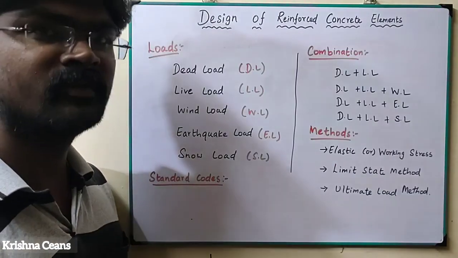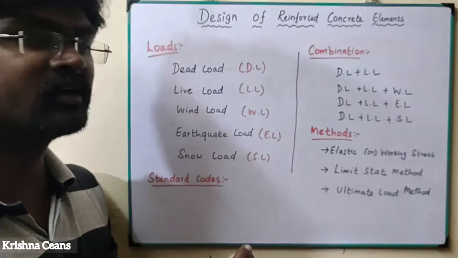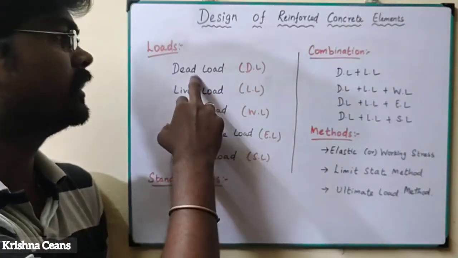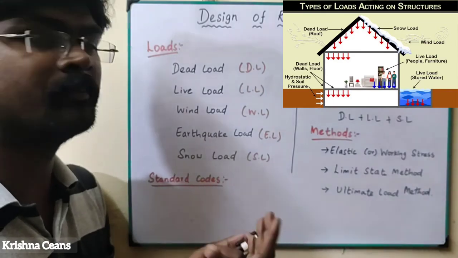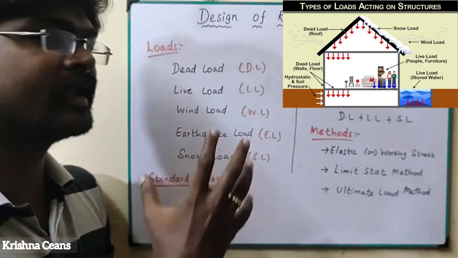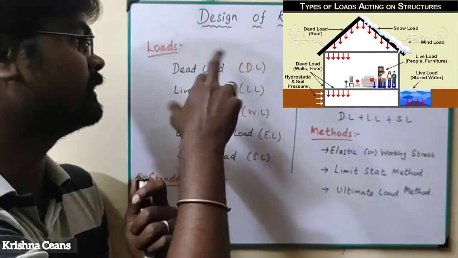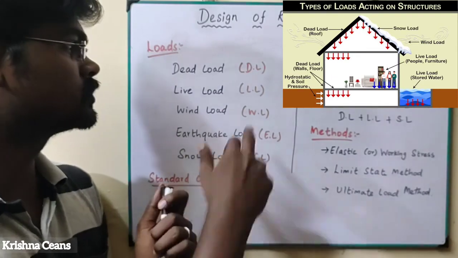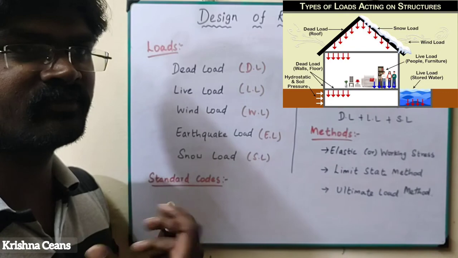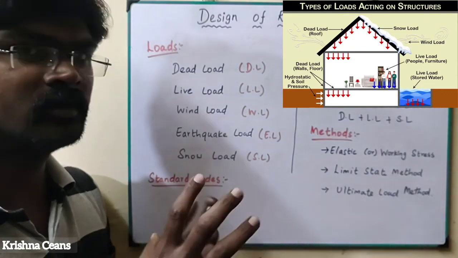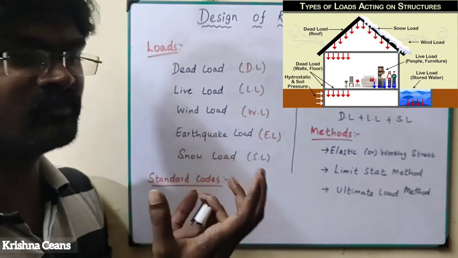What are the loads we consider while designing the elements of a building? There are different types of loads. First, dead load: the self weight of the elements, that is the beam, slab, column, and footing. These elements have some self weight, and that weight we call the dead load, simply written as DL. Then live load: human beings utilizing the building over the dead load, we call the live load. We will discuss some live load examples.